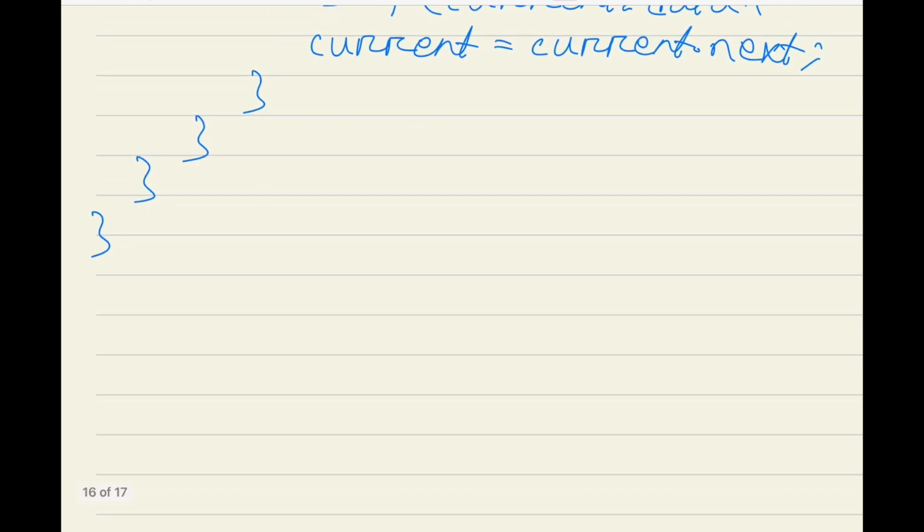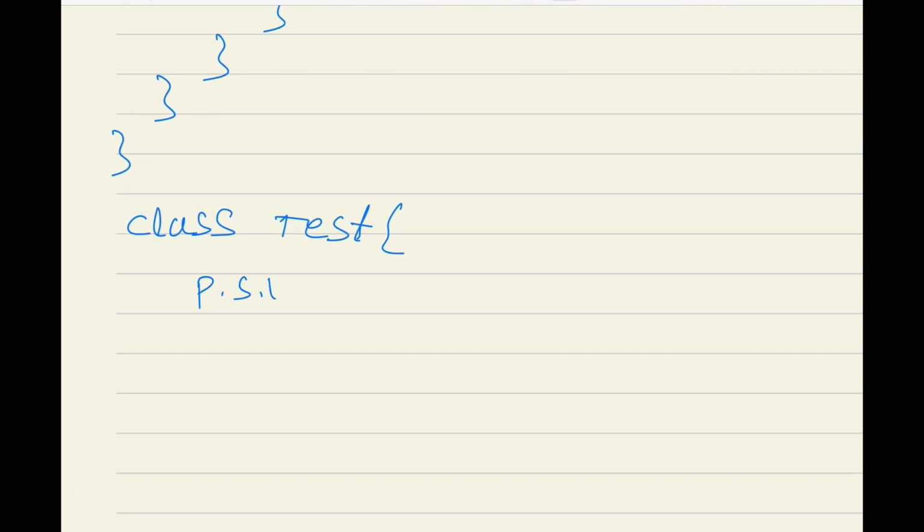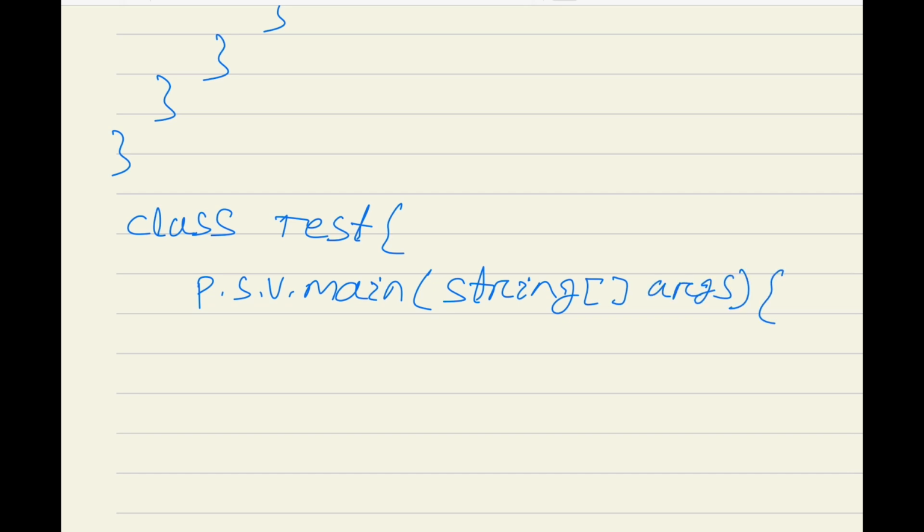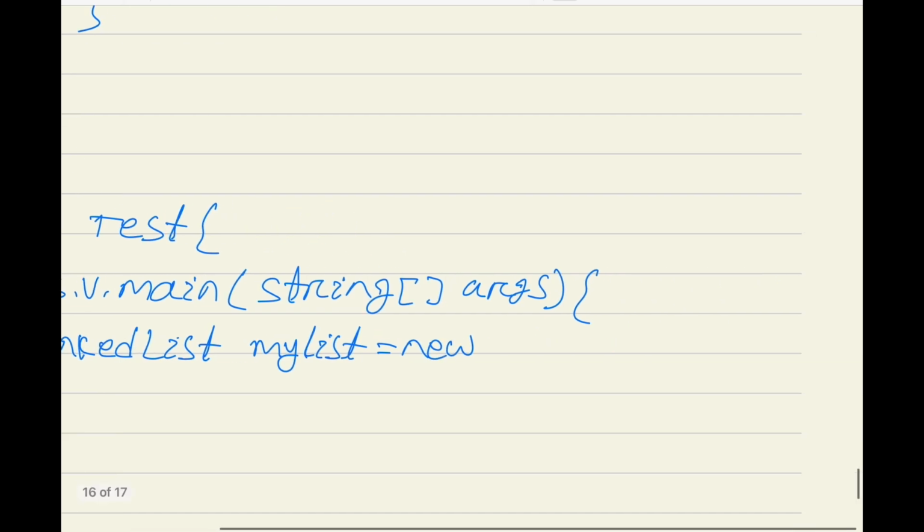Now we can write another class to define the main method. So we can write class test, and inside class test we can write public static void main. So in short I am writing PSV. Then we can take a string array as argument, then we can write linked list main list. So main list is an object of type linked list, so equal to new linked list.